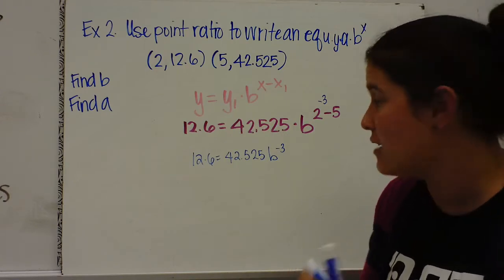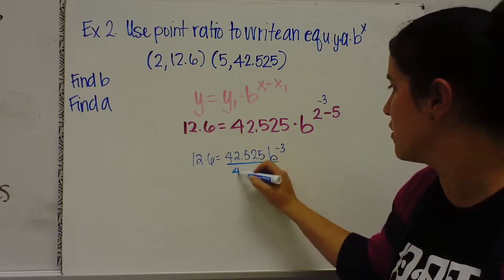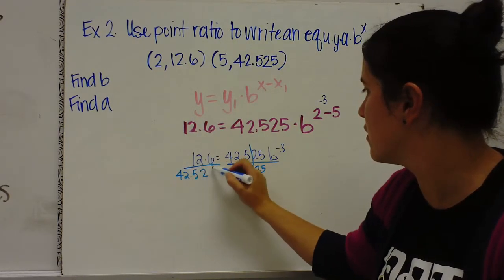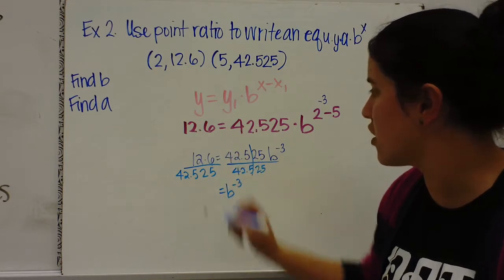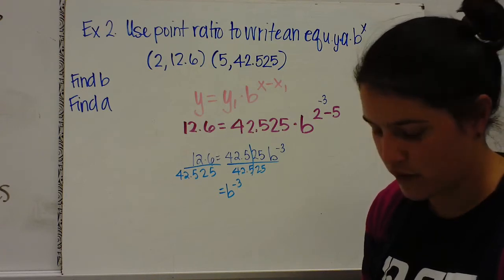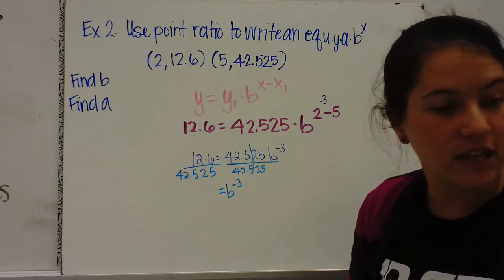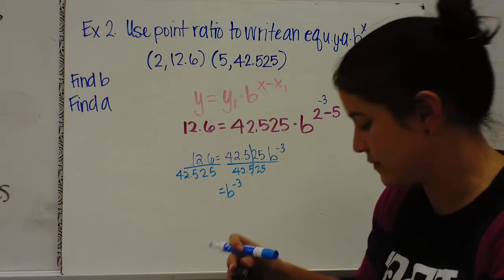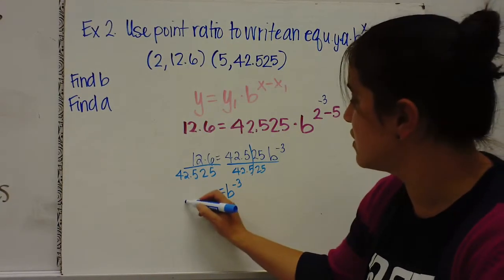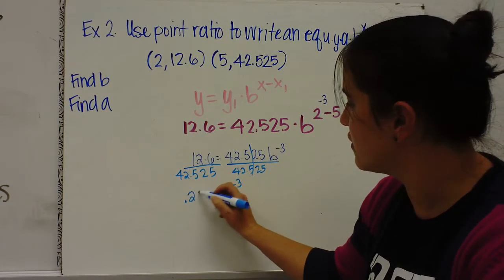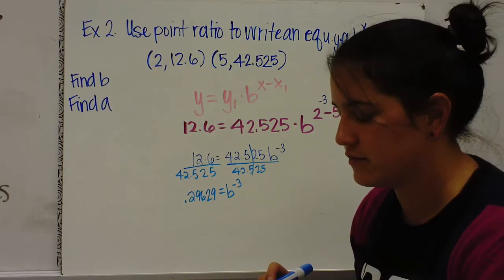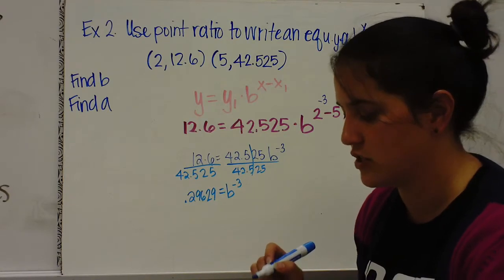I have to divide both sides by 42.525. And b to the negative 3rd is 12.6 divided by 42.525. And that is equal to 0.29629. So I think it's repeating. 0.296296296.